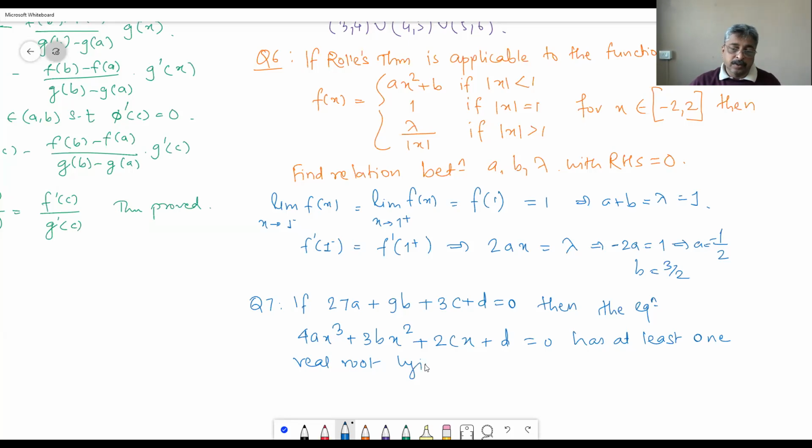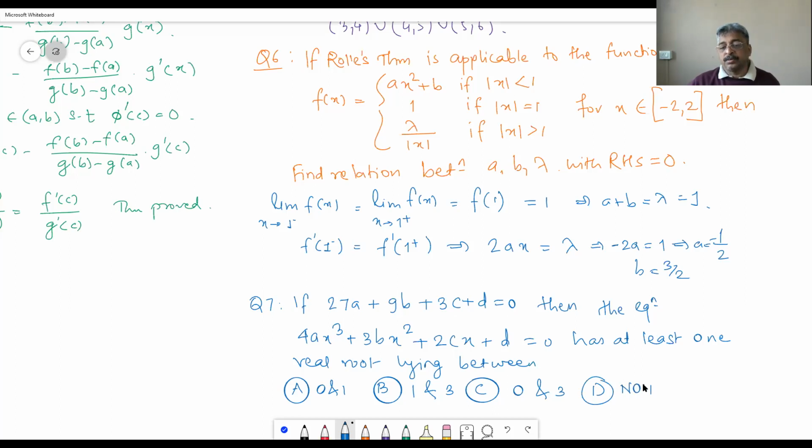lying between, option A, 0 and 1. Option B, 1 and 2. Option C, 0 and 3. Option D, none of these. Yet another simple answer: C for question 7.